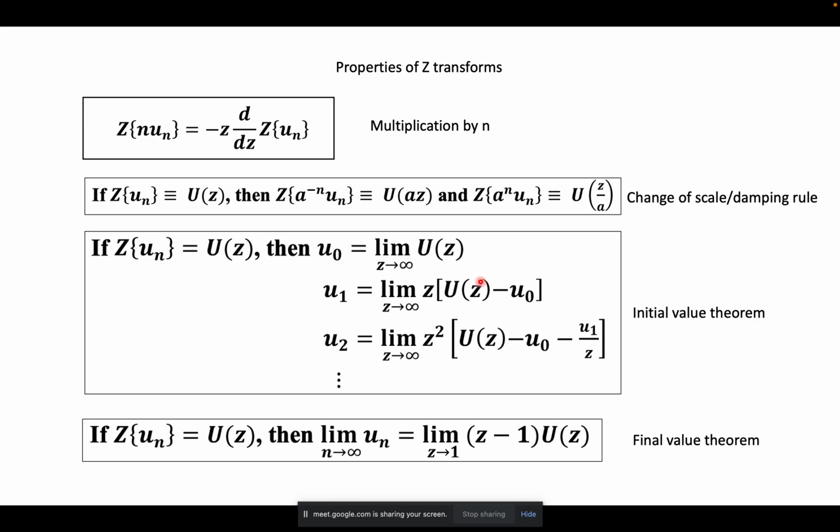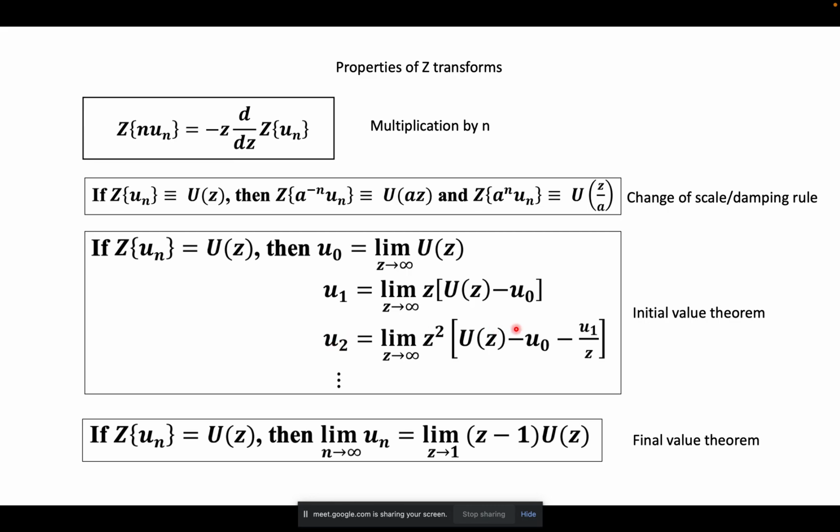The other thing is the initial value theorem. The initial value theorem says if you have some sequence small u(n) and you know its Z transform is given by U(z), then you can calculate the following functions. Like you can calculate u0. So u0 can be calculated by taking the limit of capital U(z) as z goes to infinity. Similarly, u1 you can calculate by using this equation, and similarly you can calculate all the functions up to u(n).